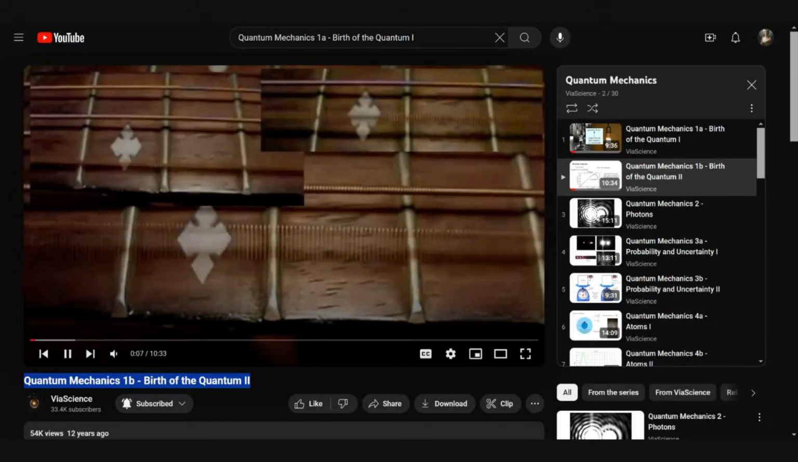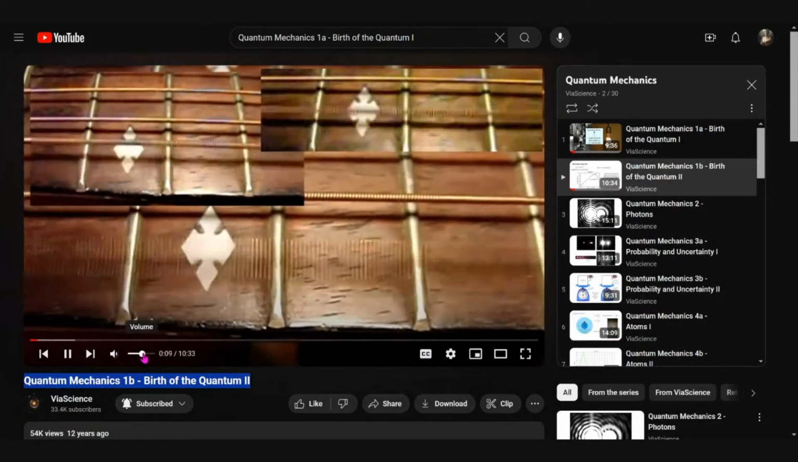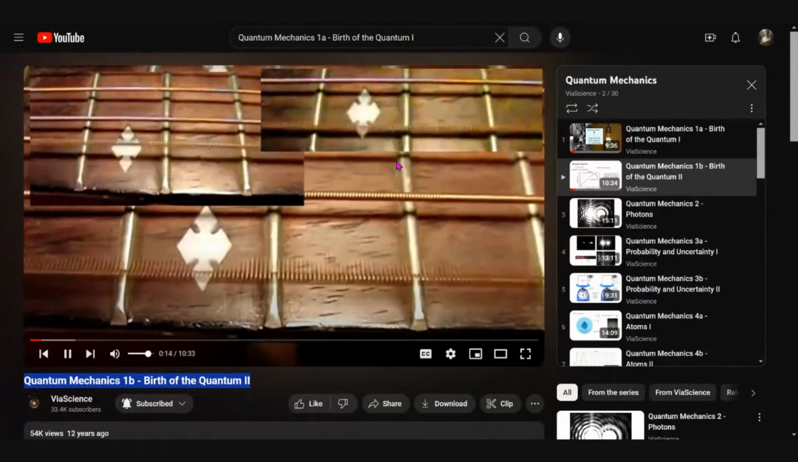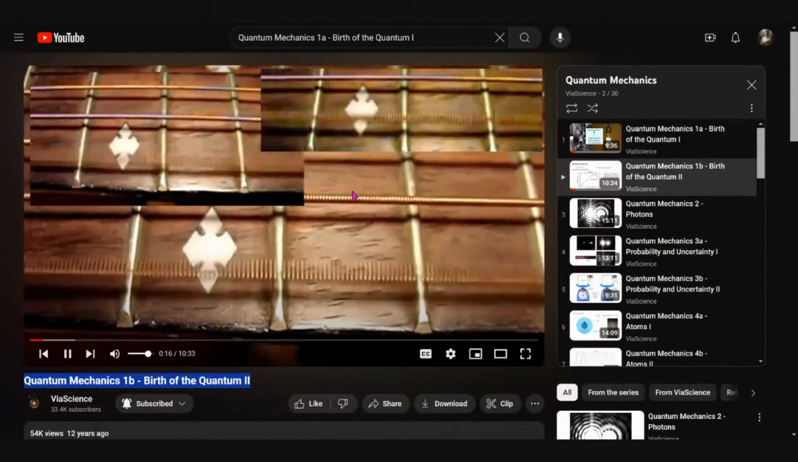Part two. Towards this end, we need to consider the wave aspects of electromagnetic radiation. First, consider one-dimensional waves, such as a vibrating guitar string. The string is fixed at its two ends and cannot move there.